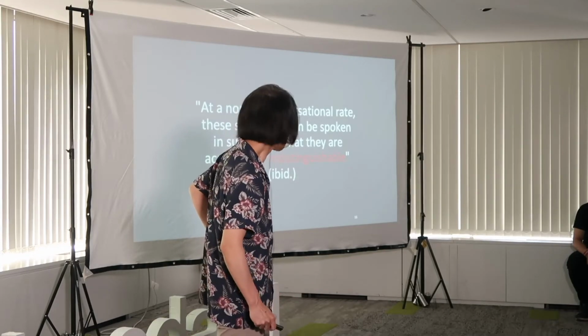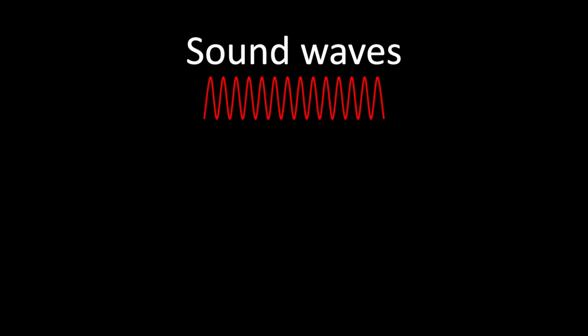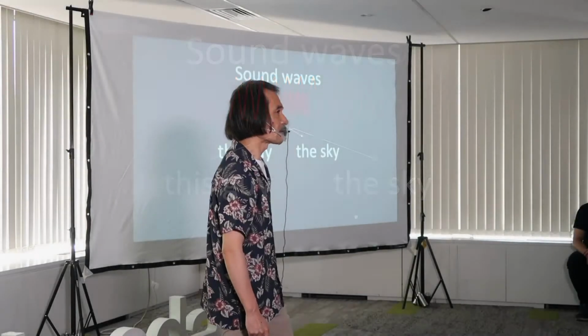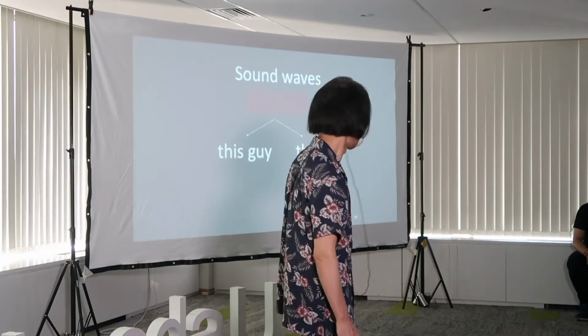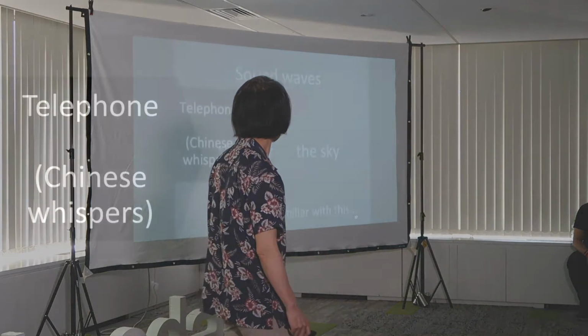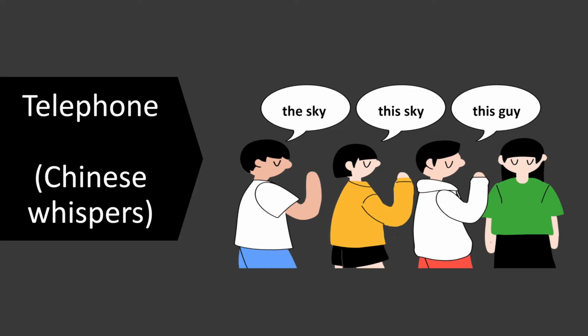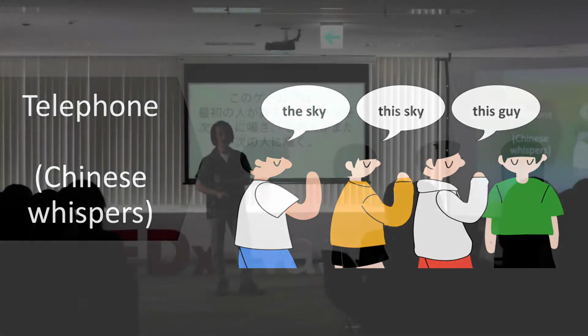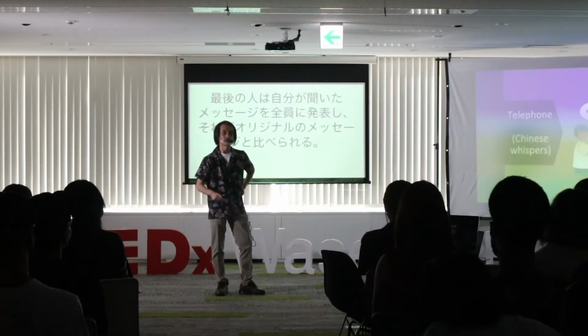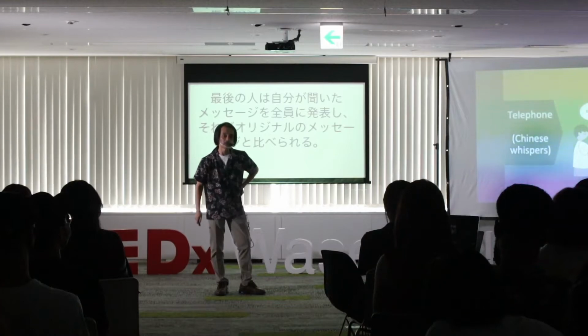Now, it is totally up to us to interpret the same sound waves either as this guy or as the sky. This is not something that Hendrix can control because we do this automatically. Now, you must be familiar with this kind of thing because I believe that all of you must have played the children's game known as telephone or Chinese whispers. In this game, the first person whispers a message to the second person, and the second person whispers it to the third person. This process is repeated until the message reaches the last person who announces it to all the participants.